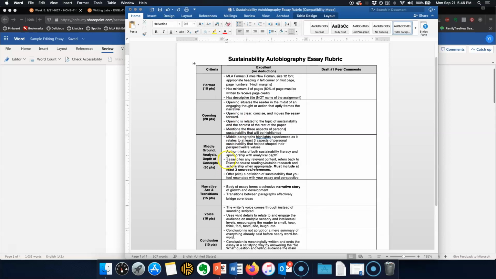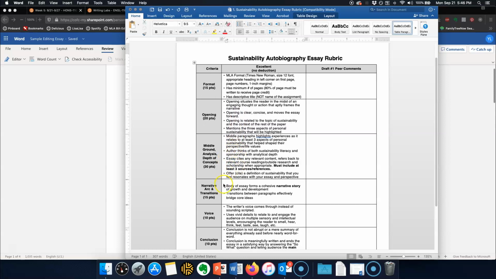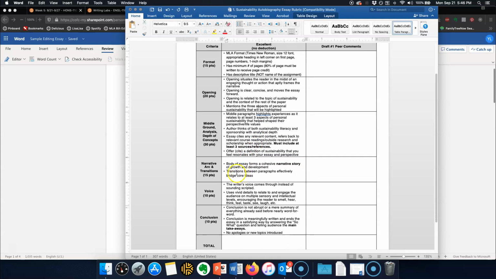And then the middle ground. The middle ground is worth 30 points. The middle ground is where you elaborate on your 3 aspects of personal sustainability that you identify in the opening or the introduction. And then you include at least 3 sources or references that corroborate or substantiate what you have to say. And then do they offer a definition of sustainability that you feel resonates with their essay and perspective? And do they go in depth about how they really formed their understandings of the 3 aspects of personal sustainability? And then you're going to go to narrative arc and transitions.